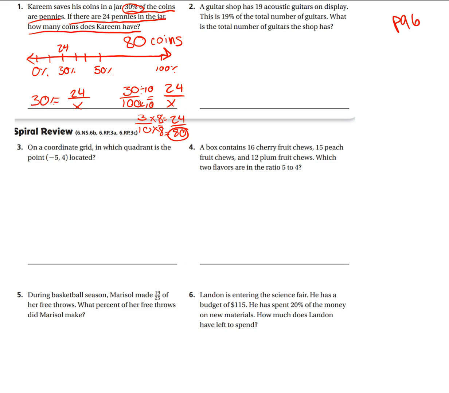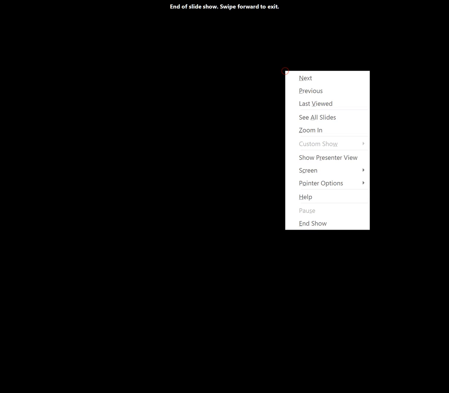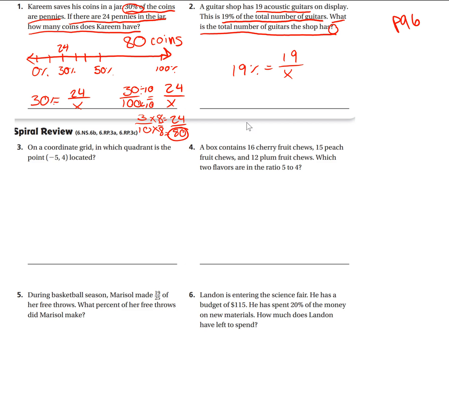All right, number 2, a guitar shop has 19 acoustic guitars on display. This is 19% of the total guitars. What is the total number of guitars the shop has? So again, set it up. 19% equals 19 over x. All right, I'll let you go ahead and finish that math. Just follow the steps, okay? But again, if you need any additional help, don't hesitate, raise your hand.